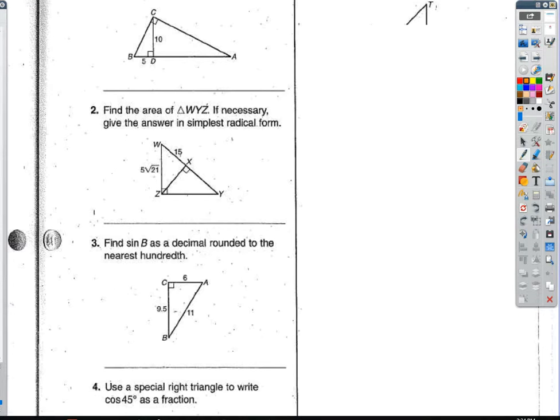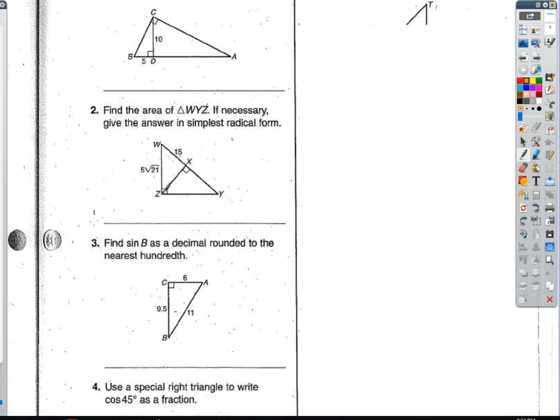So we are going to take a look at some of the more frequently missed problems on Chapter 8 Test, Form B, and we're looking at the extended response items. The first one I would like to take a look at is problem number 2. In problem number 2, we have this really super cool right triangle that has an altitude drawn, and we're being asked to find the area of that triangle.